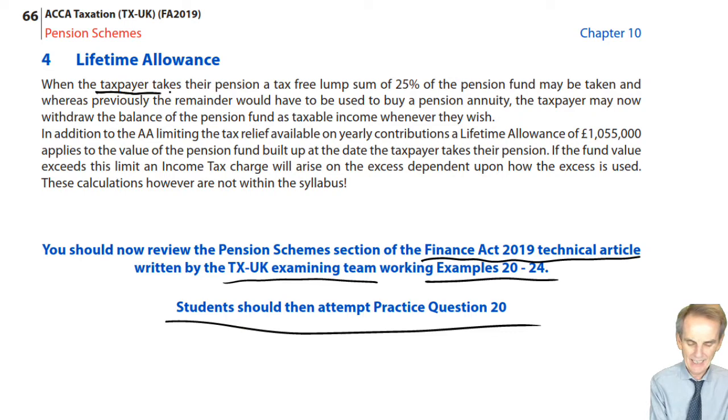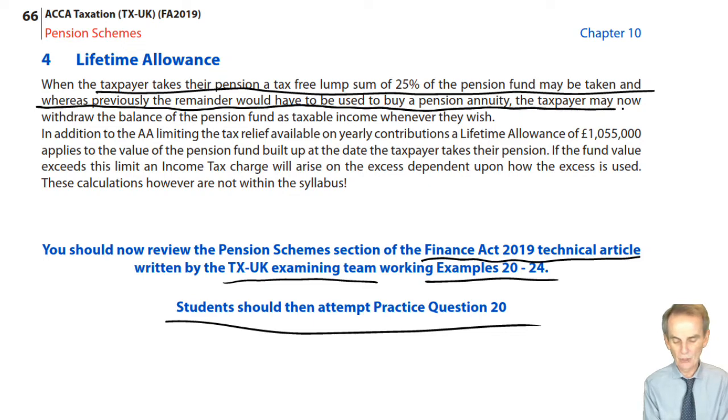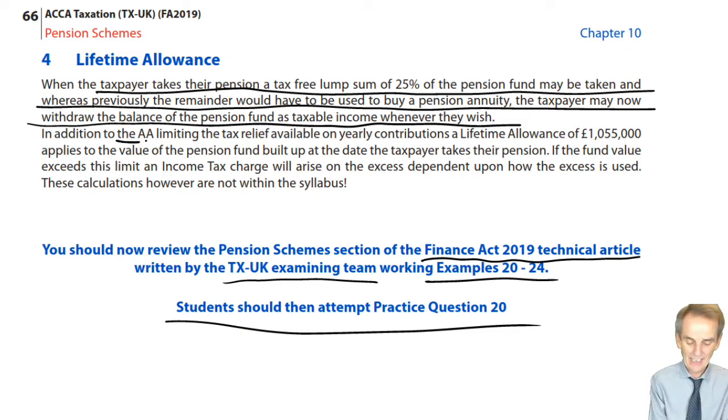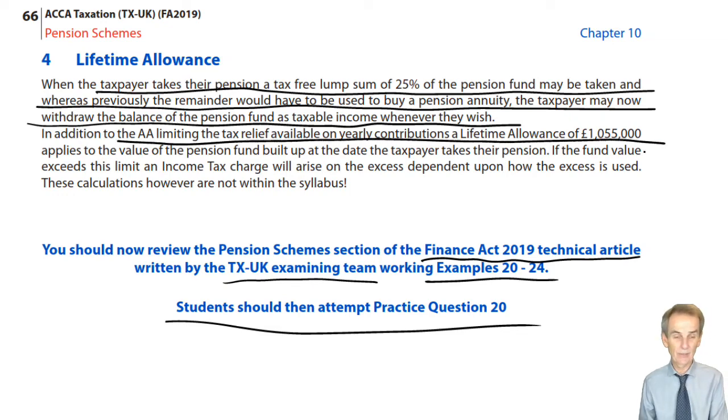So when the taxpayer takes their pension, a tax-free lump sum of 25% of the pension fund may be taken, and whereas previously the remainder would have been used to buy a pension annuity, the taxpayer may now withdraw the balance of the pension fund as taxable income whenever they wish. There's again additional information. You can do a drawdown in relation to that. But in addition to the AA limiting the tax relief available on yearly contributions, we have a lifetime allowance of £1,055,000 that applies to the value of the pension fund built up at the date the taxpayer takes their pension.